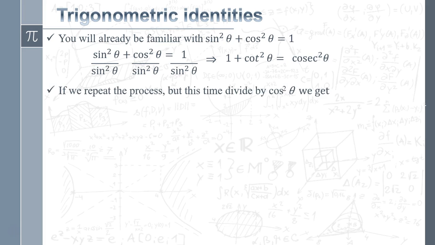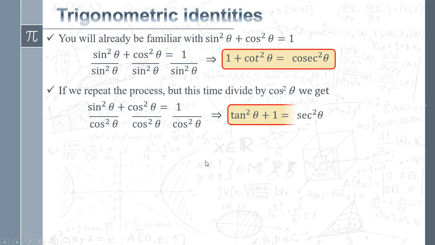Now the other one, we're going to get at in exactly the same way, but instead of dividing by sine squared, we're going to divide by cos squared. There we go. What's going to happen now? Well, here we've got sine squared over cos squared, which is tan squared, plus 1 over cos squared, that's going to be sec squared, and so there you go, there's your two identities.